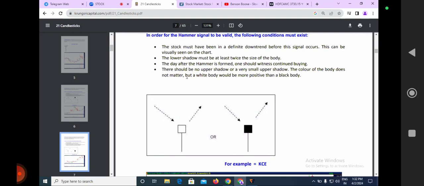A doji candle will appear in any type of market, whether it is trending upside, trending downside, or range bound. And if a doji candle is formed, the current trend can be reversed.